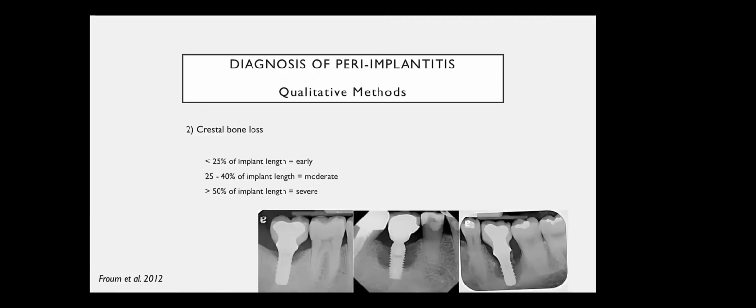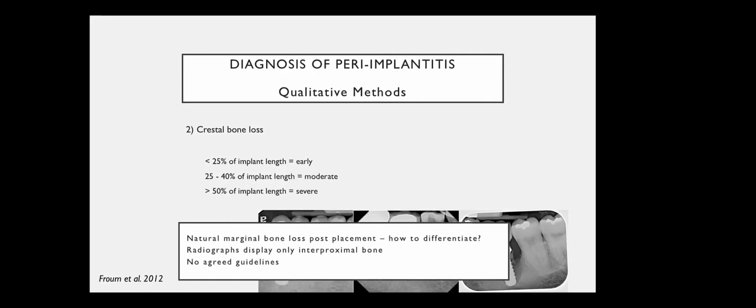Then we look at crestal bone loss. This is the idea of taking periapicals, looking at bone loss radiographically, and then measuring that bone loss and comparing it to previous x-rays to see whether or not there's any bone loss. Now you can see here that I like this kind of method where you actually measure the implant length and then you divide the amount of bone loss by the length to create a percentage. But the problem is that there are no agreed guidelines. We have no idea who has the correct guideline for what is early, moderate, or severe bone loss.